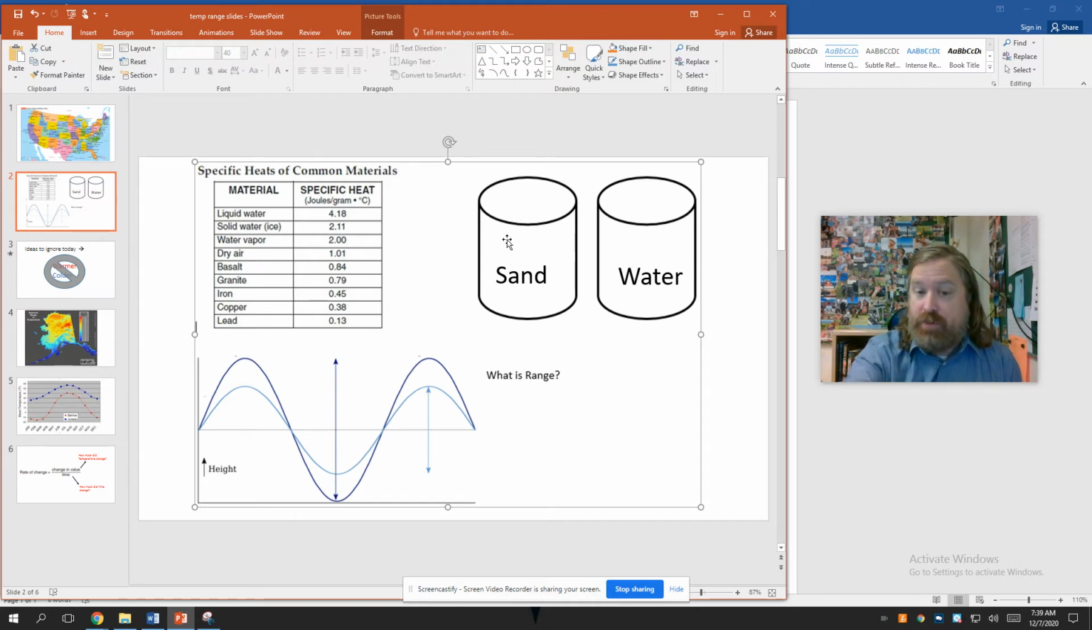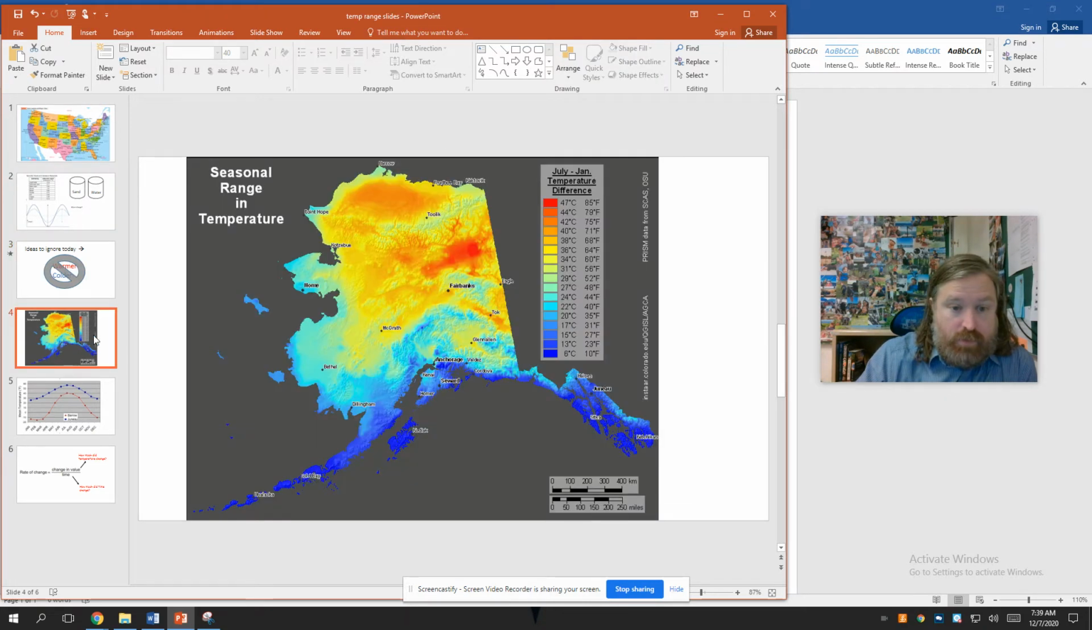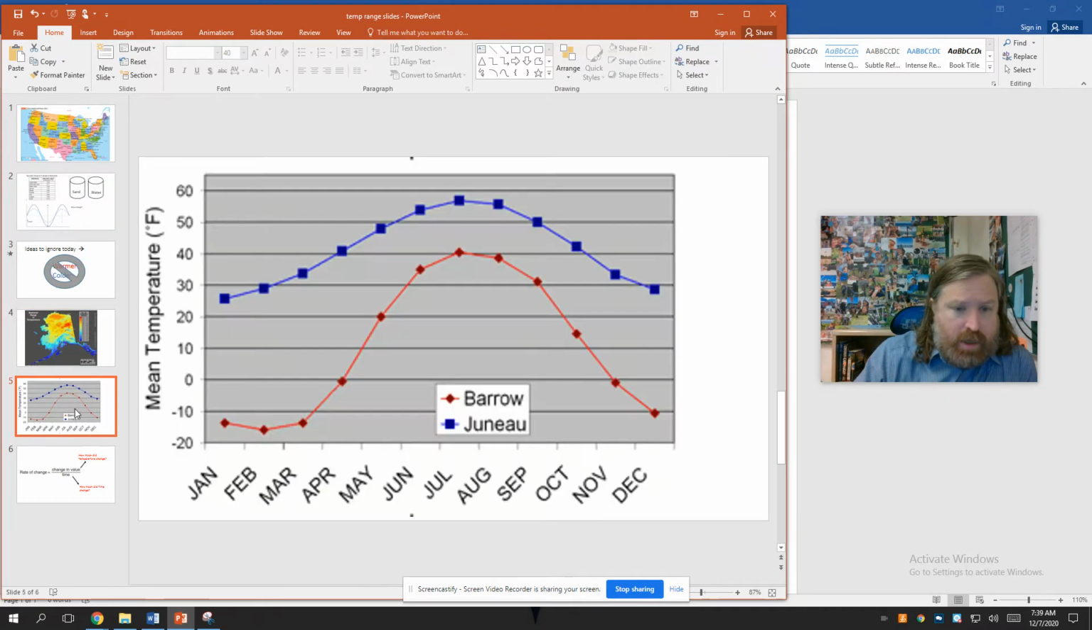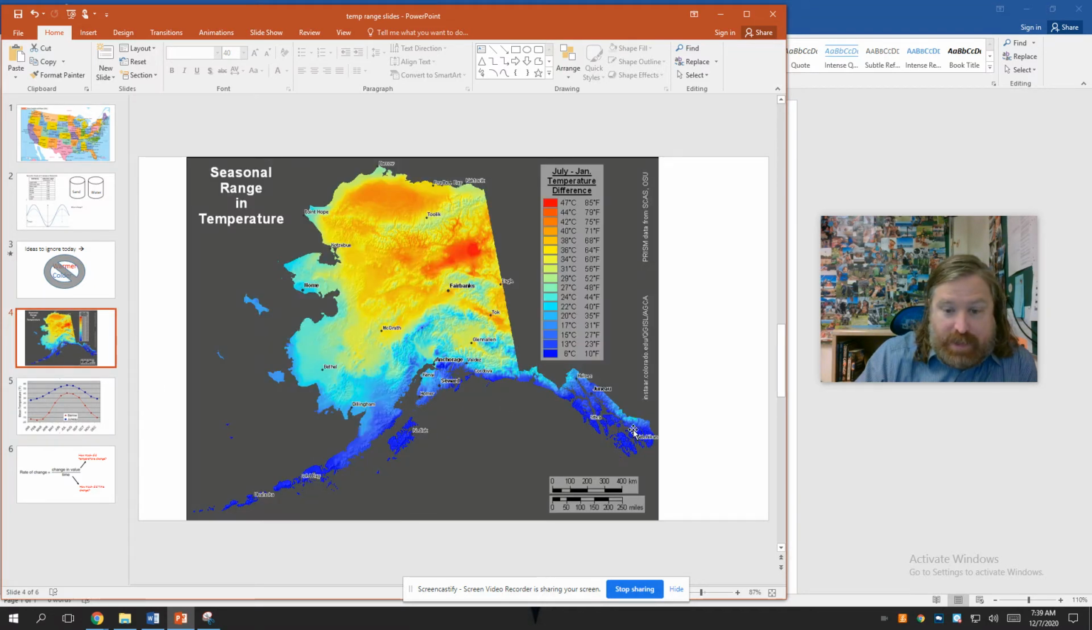So equal amount of energy going in means that the dry sand is going to go up by more because it takes less energy to heat it. Okay, that's a review from all of the absorption radiation stuff, and hopefully we can get that to make some sense. So again, this is basically what the lab is.